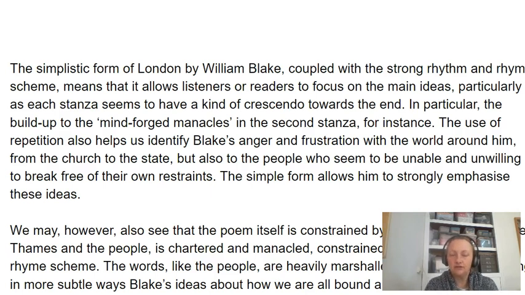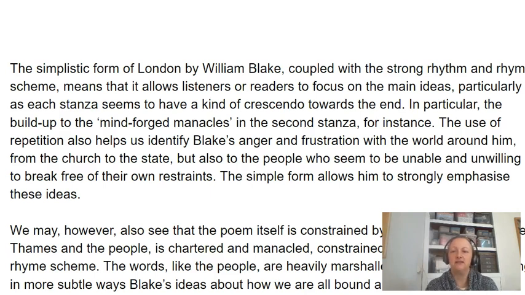And I know I'm talking about structure there. That's going to happen. I've talked about that before. We can't separate form, structure, and language artificially from each other. They all work together. In particular, the build-up to the mind-forged manacles in the second stanza, for instance. The use of repetition, and repetition against structure, helps us identify Blake's anger and frustration with the world around him, from the church to the state, but also to the people who seem to be unwilling and unable to break free of their own restraints.